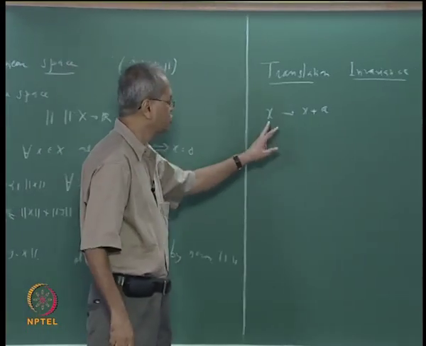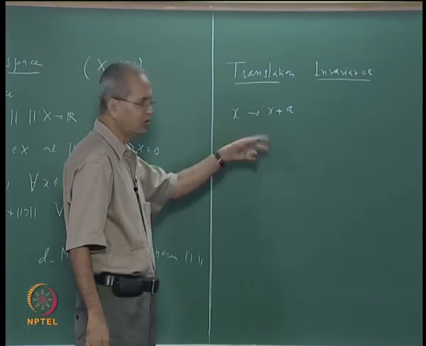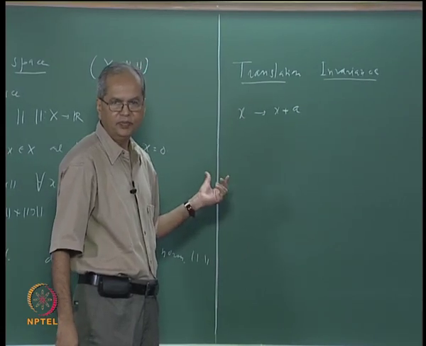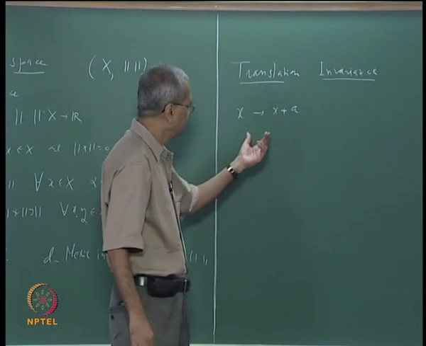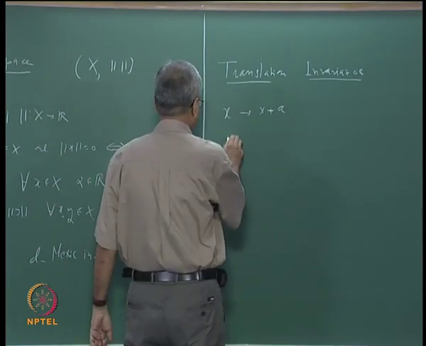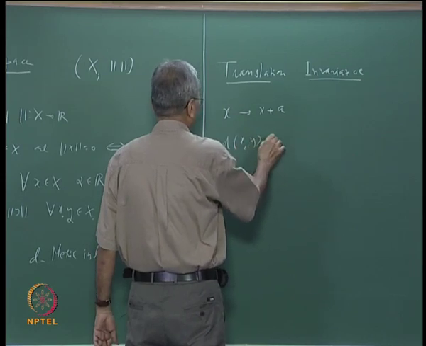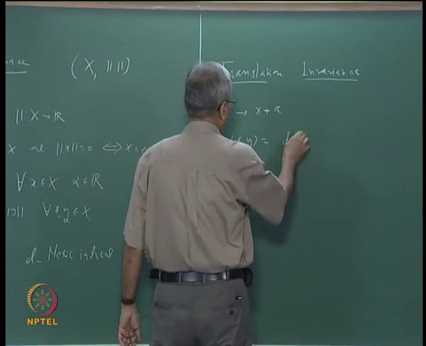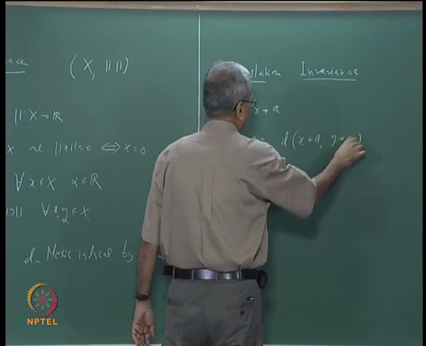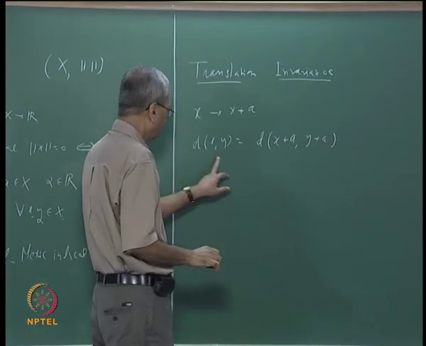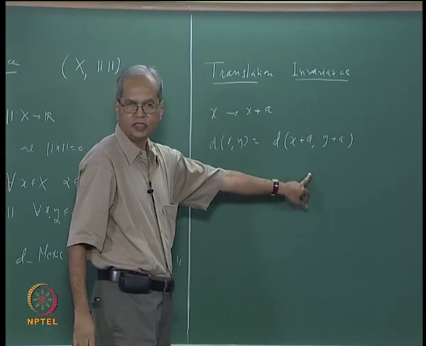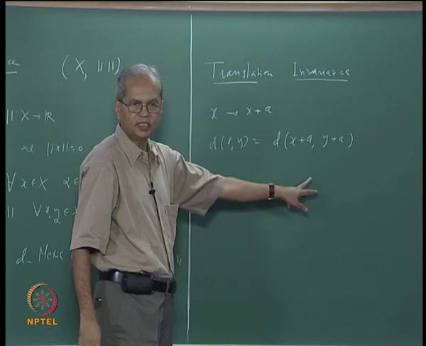So suppose x goes to x plus a, y will go to y plus a. Then the distance between x and y should be the same as the distance between x plus a and y plus a. Why? Because this is norm of y minus x, that is norm of (y plus a) minus (x plus a), which is again the same as y minus x.